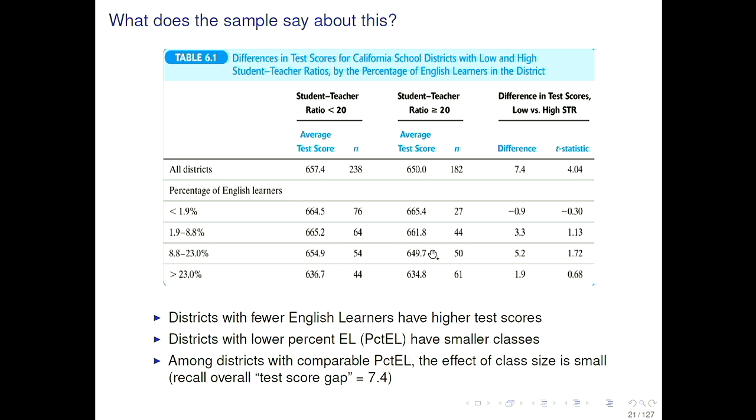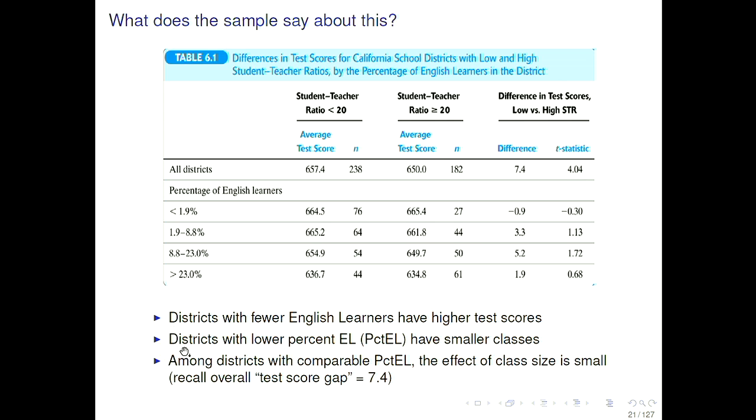How about the districts with larger class sizes? These two are larger than these two. So the first bullet point is right: districts with fewer English learners have higher test scores. From this, it's pretty obvious that English language proficiency is one of the determinants of the test score. That's what this first bullet point is saying.